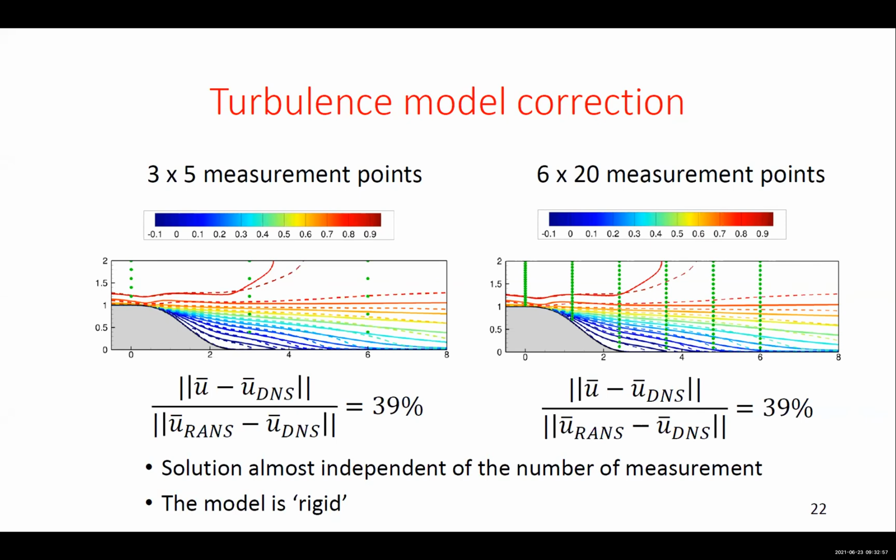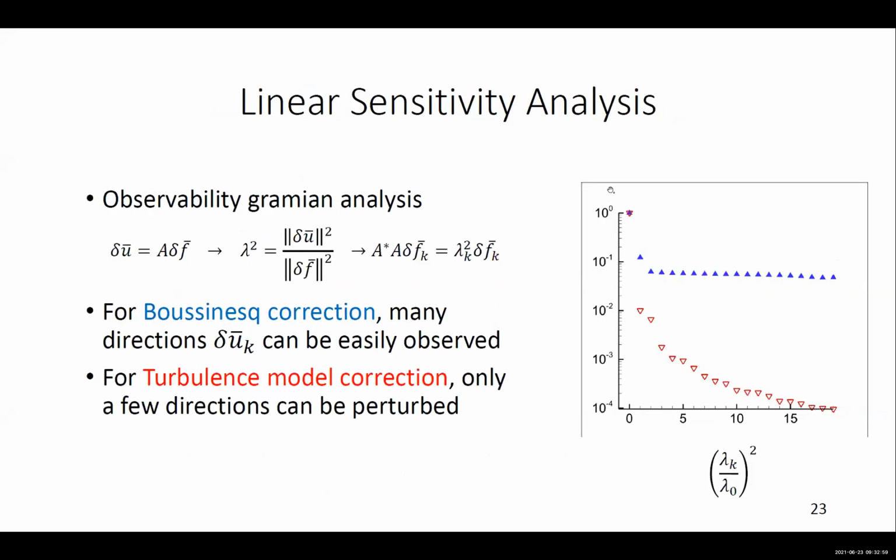To try to understand this a little bit better, we resort to a linear sensitivity analysis kind of method. We are going to see how the model, which is represented by this A operator here, which is linearized, will respond to a very small change in the first term here. The first term could be either the Boussinesq correction or the turbulence model correction. So we are interested in those lambda squared gains, that is, how a direction can be modified with a variation in the forcing.